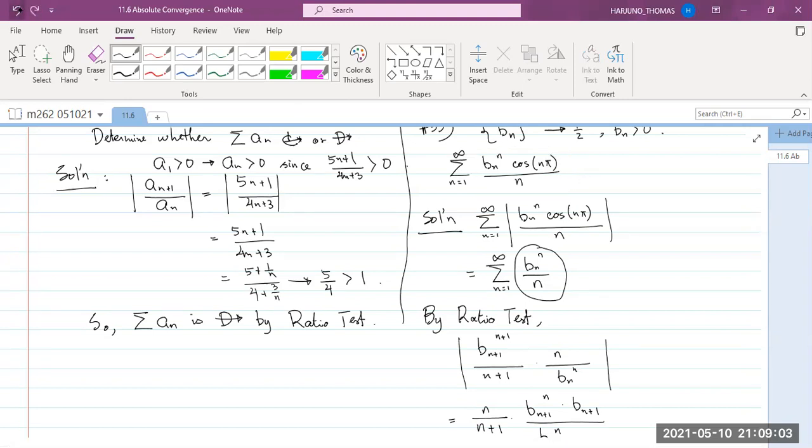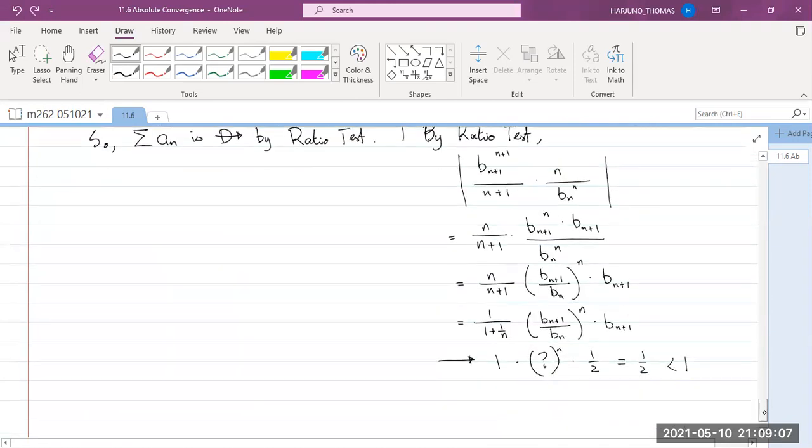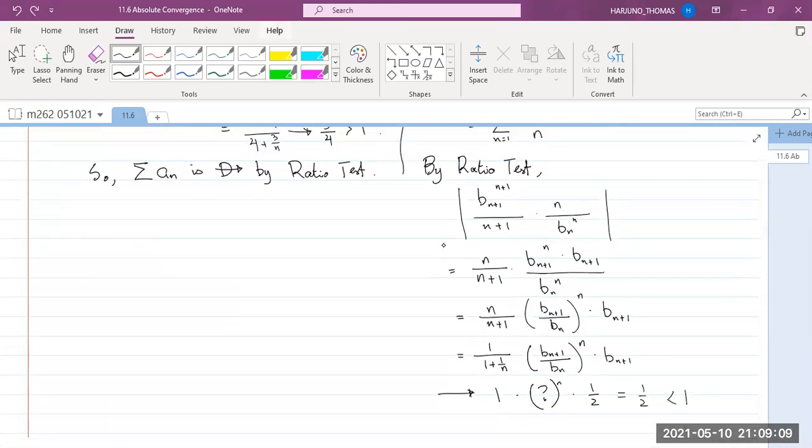Well, I get stuck here. I get stuck here, or maybe other way, but I get stuck here. How do I argue that the ratio will be 1? The thing is, I have the power of n here. That actually makes it troublesome.